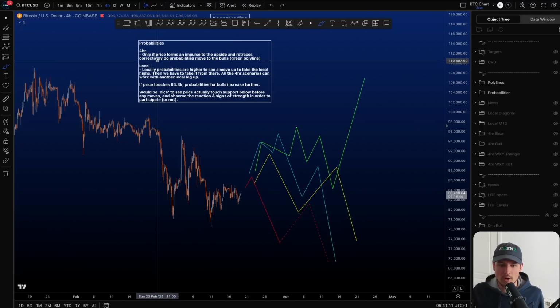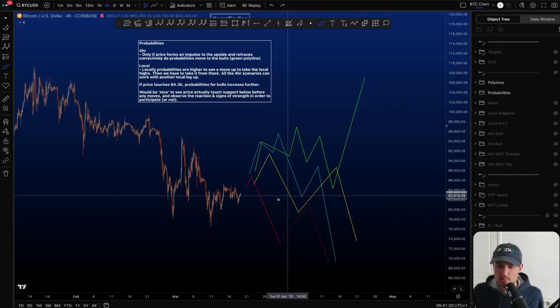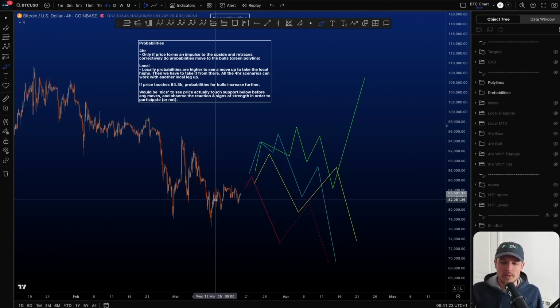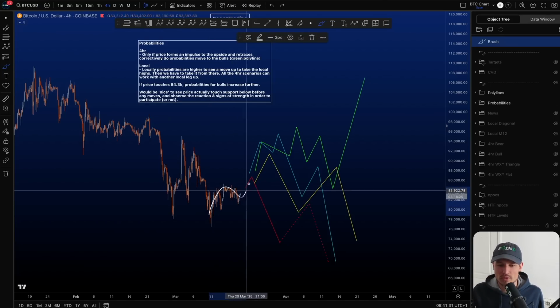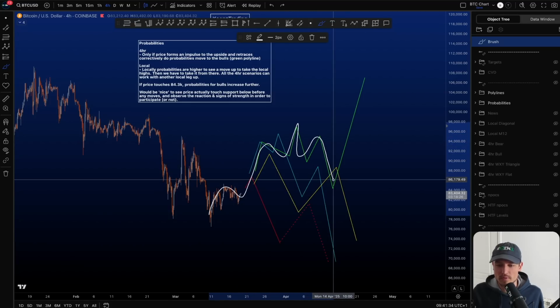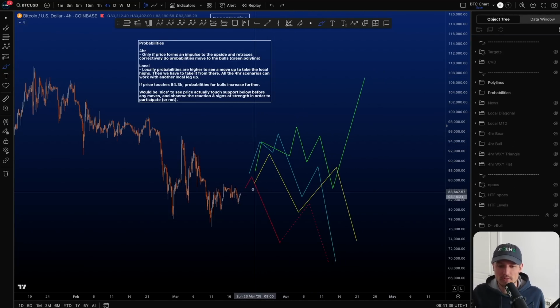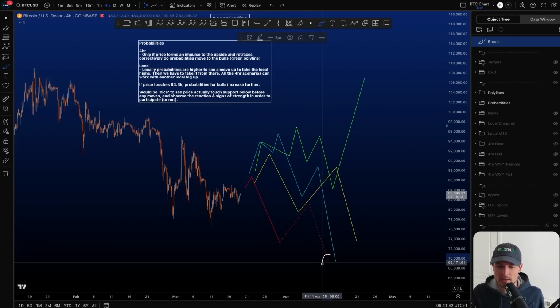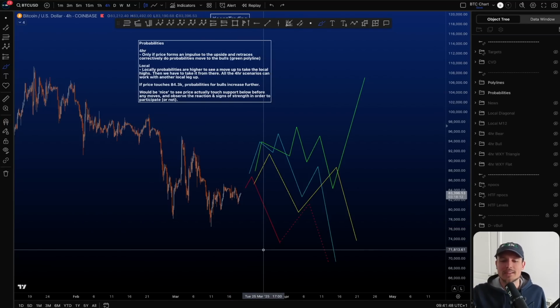So here on the 4-hour, only if price forms an impulse to the upside and retraces correctively do probabilities move to the bulls, which is the green polyline, right? Up until that moment, your bearish scenarios actually have a higher probability. So we can't yet change the narrative. So 1, 2, 3, 4, 5 in green, corrective move down, cool, interesting. We look for price to move up, swing longs become very interesting indeed. But you can also see that red, yellow, and blue all lead to another low below this low. So that remains a higher probability unless we get a 5-wave up and a 3-wave corrective move down, which we will cover.